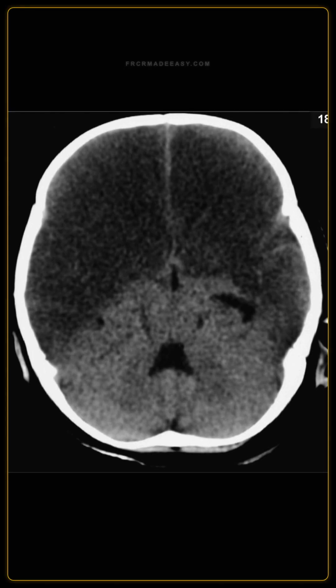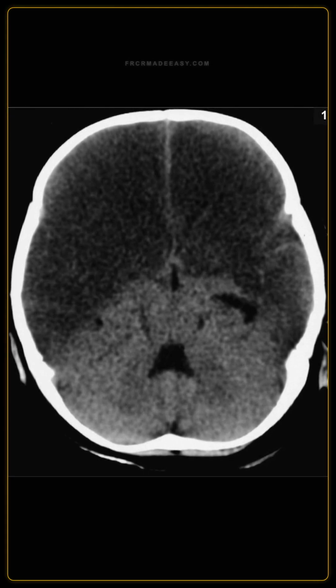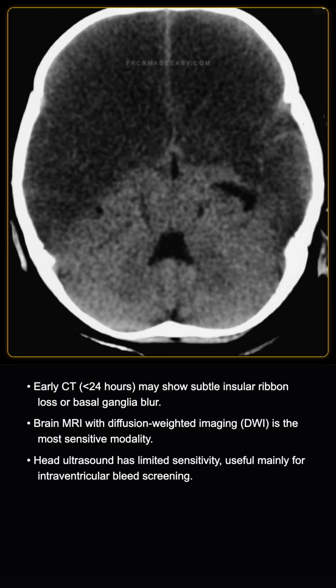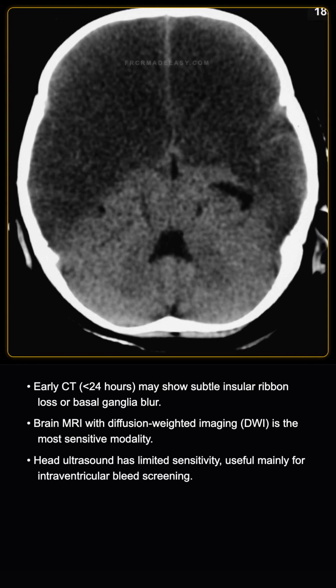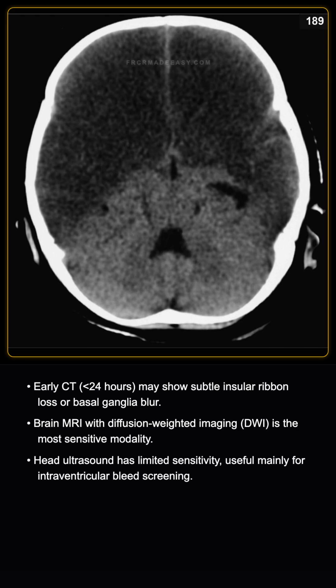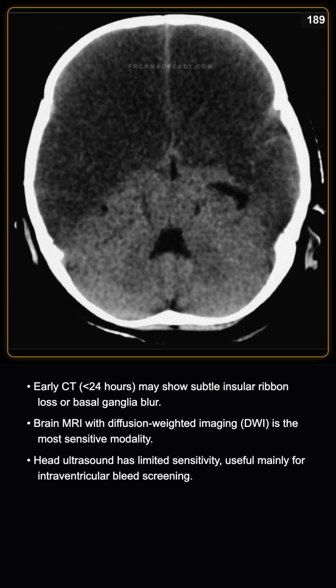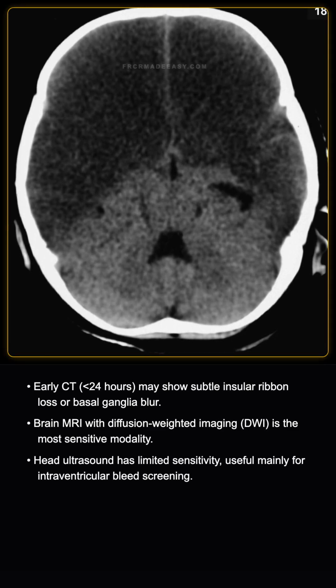What are the early CT signs of hypoxic ischemic injury within the first 24 hours, and what is the preferred imaging modality? Within the first 24 hours, CT can be normal or show only subtle findings, such as mild hypoattenuation of the basal ganglia, blurring of the insular cortex, known as the insular ribbon sign, and early effacement of the basal cisterns.